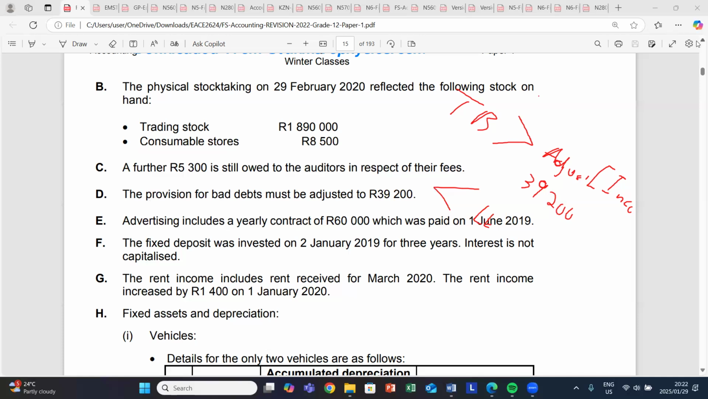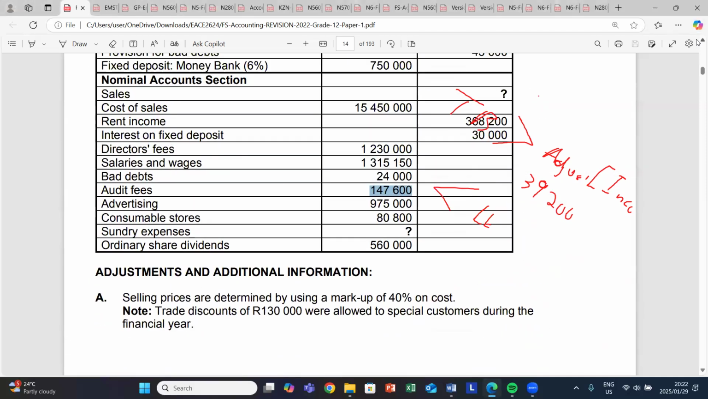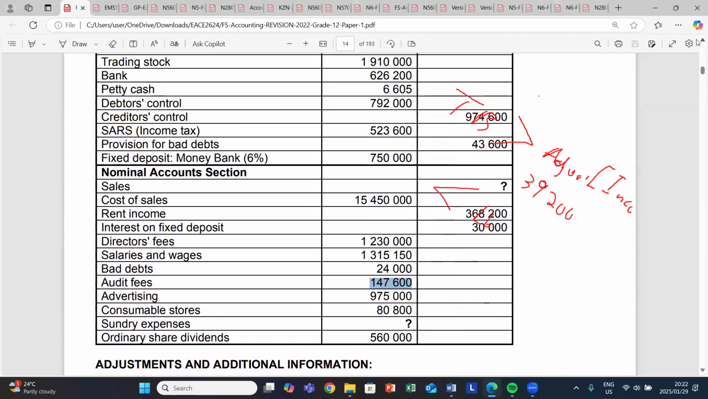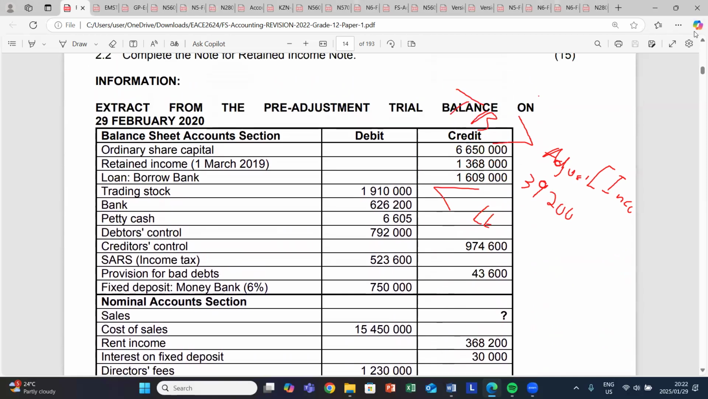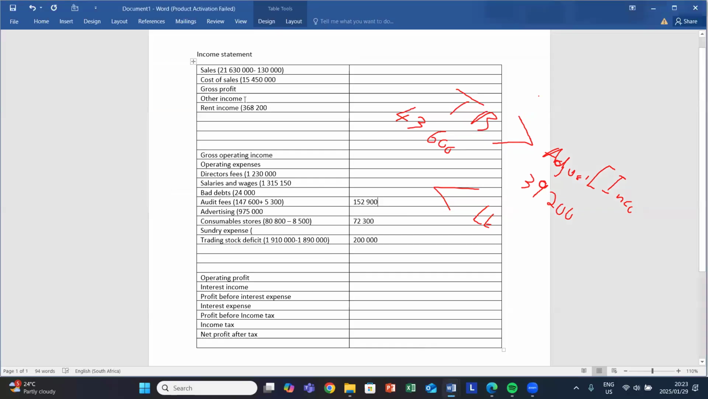Let's go check provision for bad debts that appears in our trial balance. Do we have it? Okay. The provision for bad debts that appears in our trial balance is 43,600. So where are we going to record our difference? Are we going to record it under income or expenses? It's going to be an income. So under our income, let's go record it.